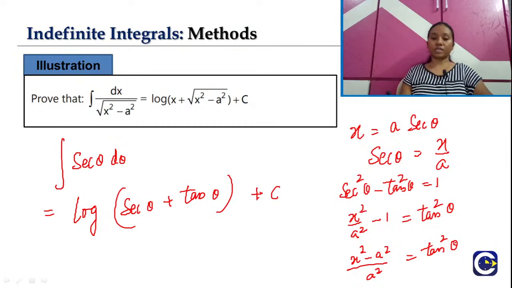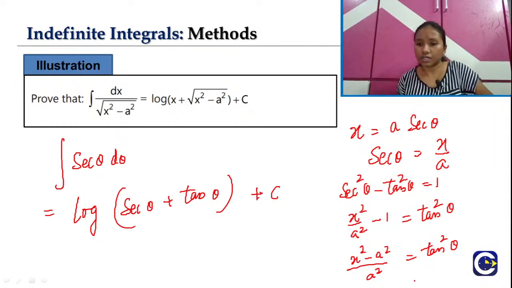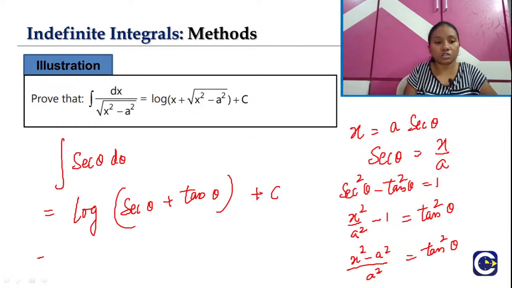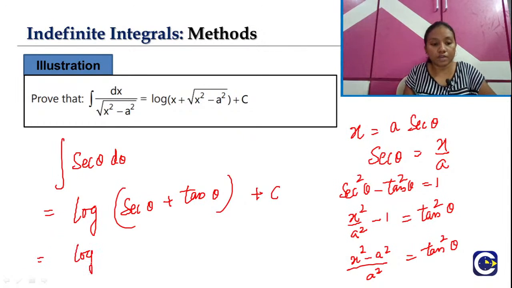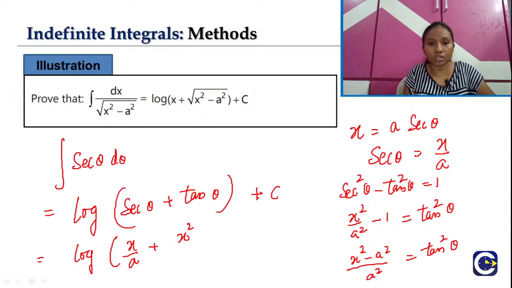So if tan square theta is equal to x square minus a square by a square, then what about the tan theta? Here, log of secant theta will be equal to x by a, direct substitution, and tan theta will be root over x square minus a square by a, plus constant c.